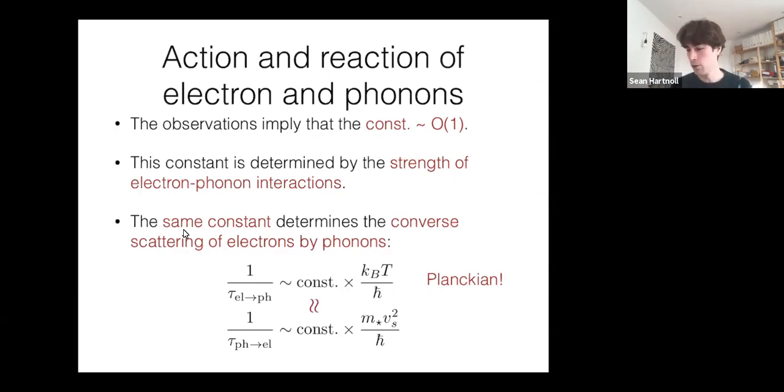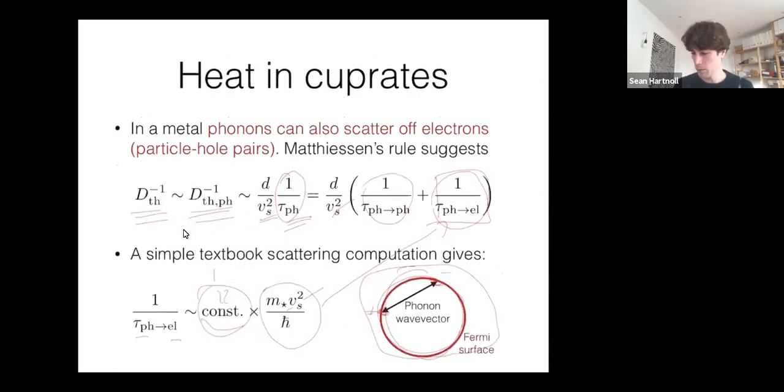So suppose you believe this calculation, and by the way, this is from like the 50s. This result has been known for a long time. Then the experiment says that this constant is order 1. That's the experimental result. Now let's take that and see what it implies for the opposite process, for electrons being scattered by phonons.